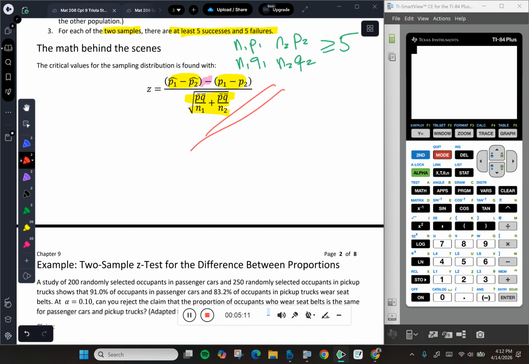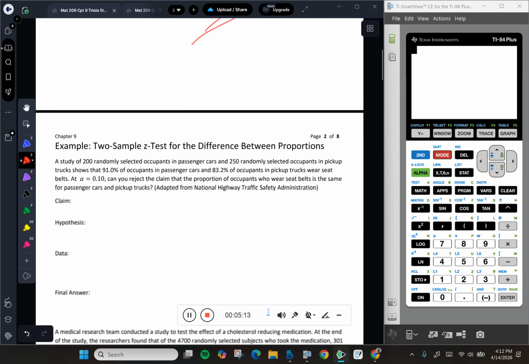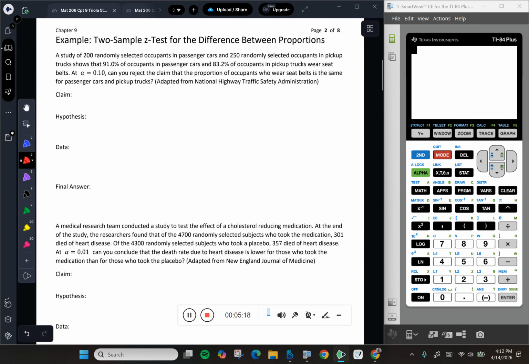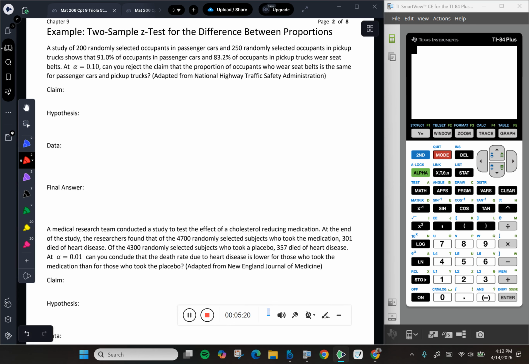Okay? All right, let's look at an example, see if we can put all of the stuff into play and see if we can figure out what's going on here. All right. So here I got my first example. A study of 200 randomly selected occupants in passenger cars and 250 randomly selected occupants in pickup trucks shows that, and I'm going to stop right there because I want to talk about what's already been said.